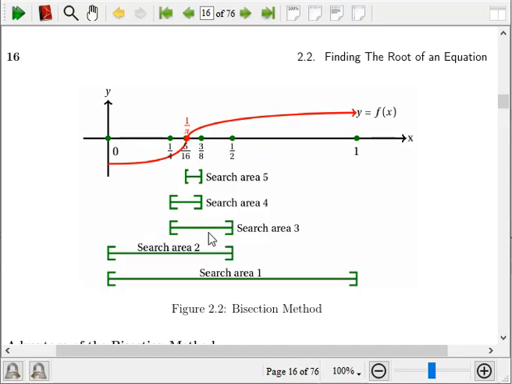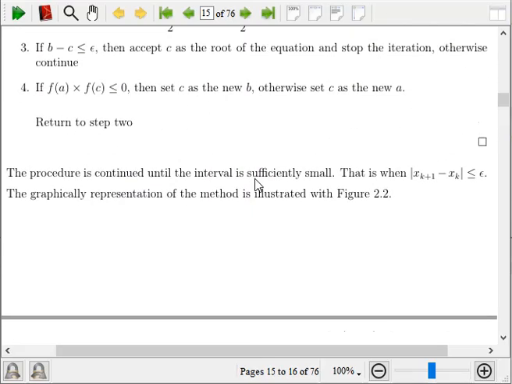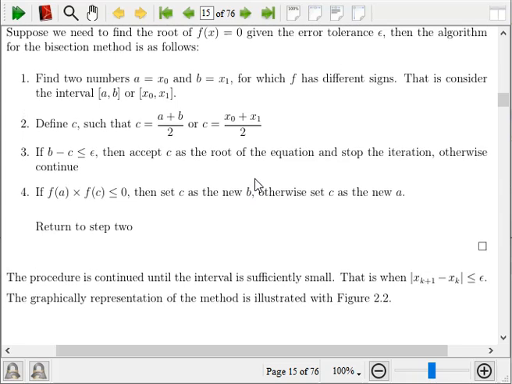So we keep halving the interval continuously until the interval is approximately small, that is, where the difference between these two interval ends is less than the epsilon value. Then we say we have converged to the root of the equation. So that is what the bisection method does: the given interval is halved successively until a required approximation is obtained. That's the graphical aspect.